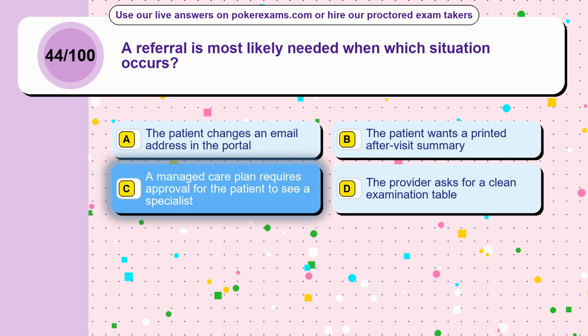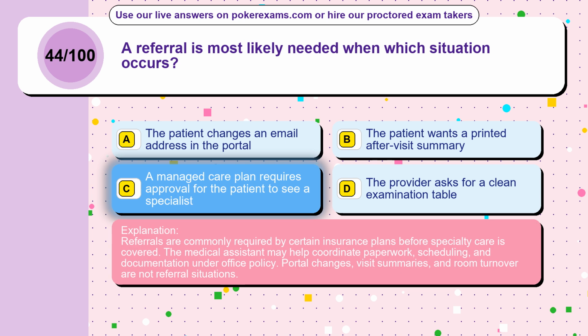The correct answer is option C. A managed care plan requires approval for the patient to see a specialist. Referrals are commonly required by certain insurance plans before specialty care is covered. The medical assistant may help coordinate paperwork, scheduling, and documentation under office policy. Portal changes, visit summaries, and room turnover are not referral situations.